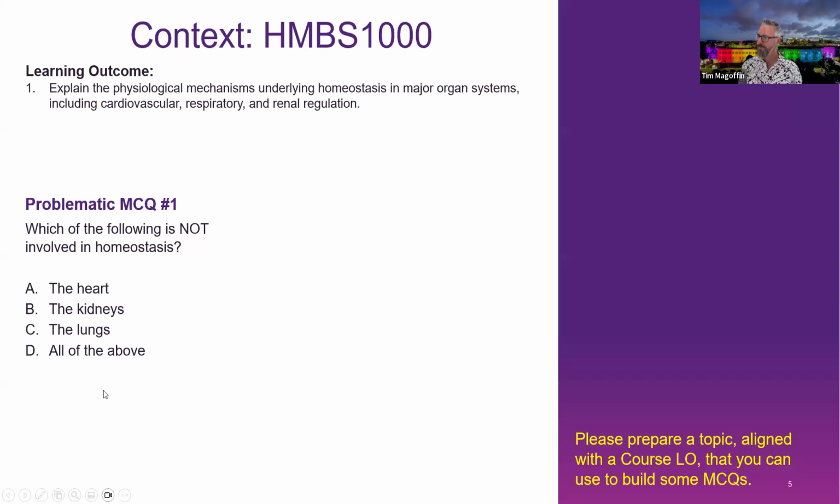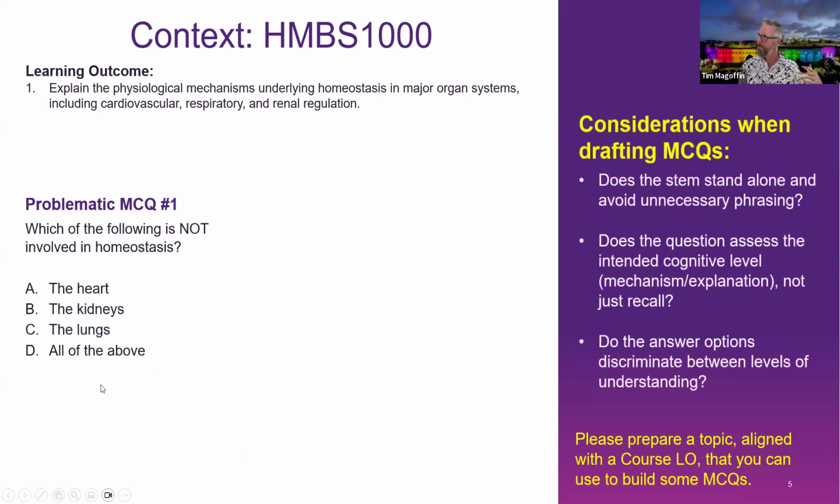So if I click here, considerations when you're drafting MCQs. We want to think, does the stem, the first part of the question itself, stand alone? Does it make sense? And in this case, it does. Which of the following is not involved? But is there unnecessary phrasing, and this lumping in of negatives? And negatives, when our options have all of the above or none of the above, start to get cognitively confusing.